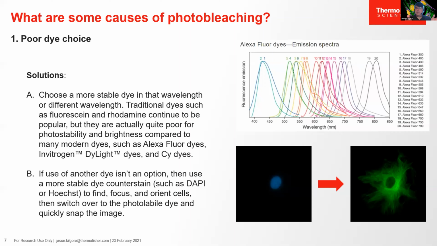So another thing that you can do is have a counterstain that's more stable. DAPI is a very obvious one, or Hoechst 33342 for live cells. You can label your nuclei and then use that wavelength to find the field that you want and get into relative focus, and then quickly switch over to the photolabile dye, like in green, and then snap your picture. So for instance, I have an example there with some fluorescein labeled tubulin and DAPI. So you image in DAPI and then switch over to tubulin and take that picture.